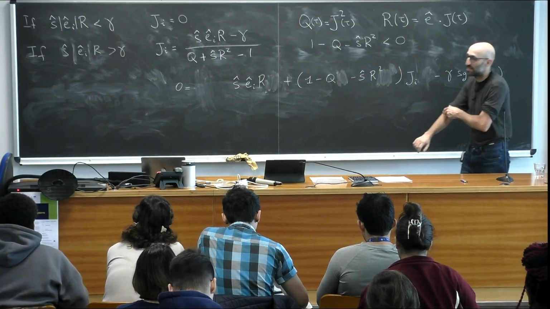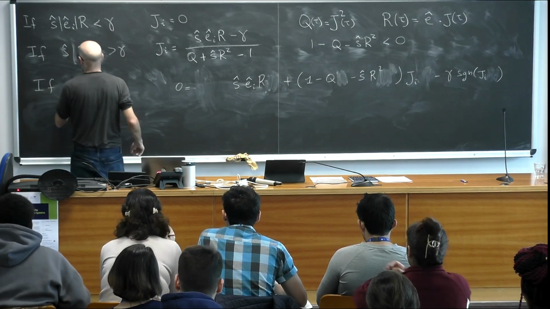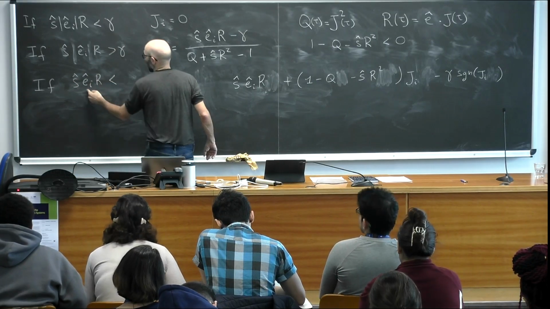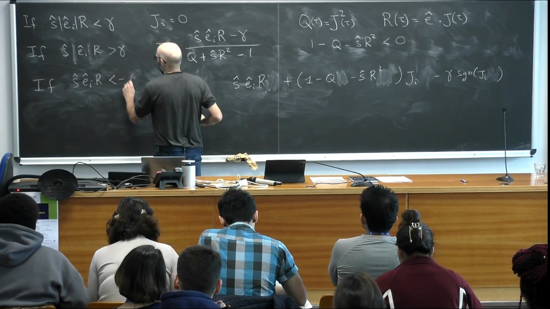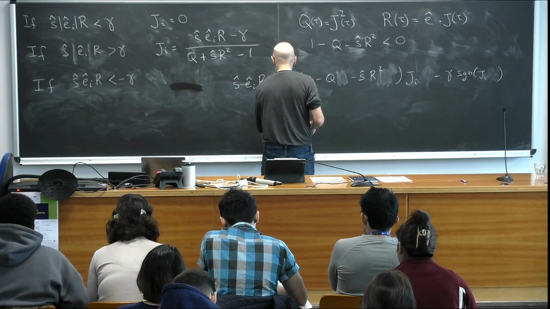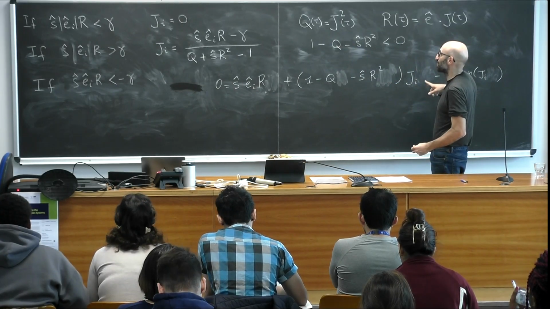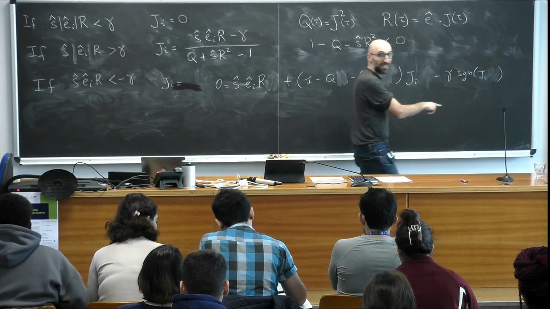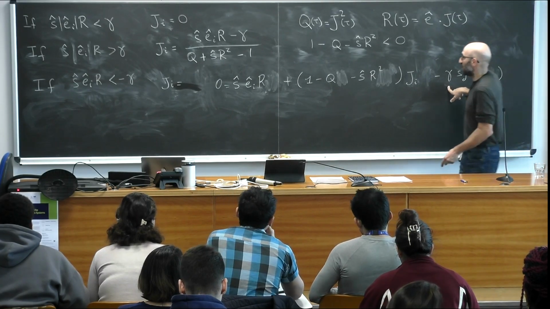Yes? In the first case, why did you put the absolute value? Because, let's do the last case. If S hat times E_i times R is negative, because the component of E hat can be positive or negative. So if this is negative and smaller than minus gamma, then my equation is always 0 equal to this. I assume that J_i is negative now. So this will be plus.